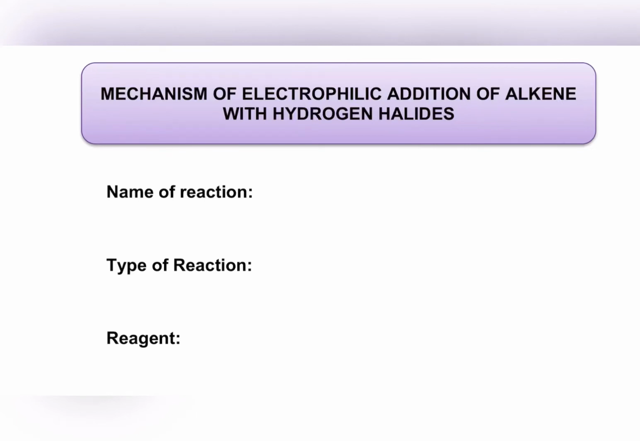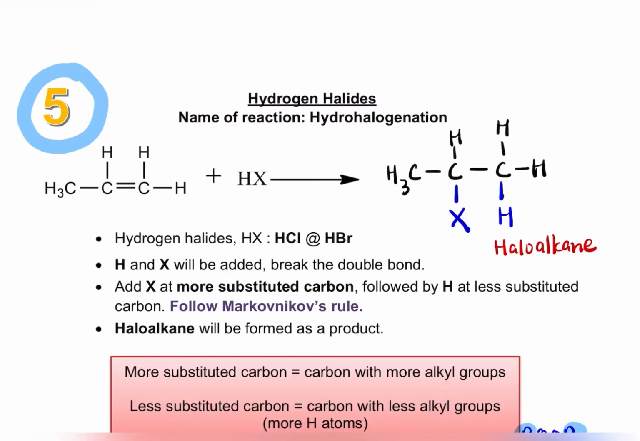Assalamualaikum and hello. We are going to continue with the mechanism of electrophilic addition of alkene with hydrogen halides. In this mechanism, we are just taking one of the chemical reactions of alkene from the previous video, which is this one, hydrogen halides. So we are going to explain and describe the mechanism of how alkene reacts with hydrogen halides to form haloalkane.